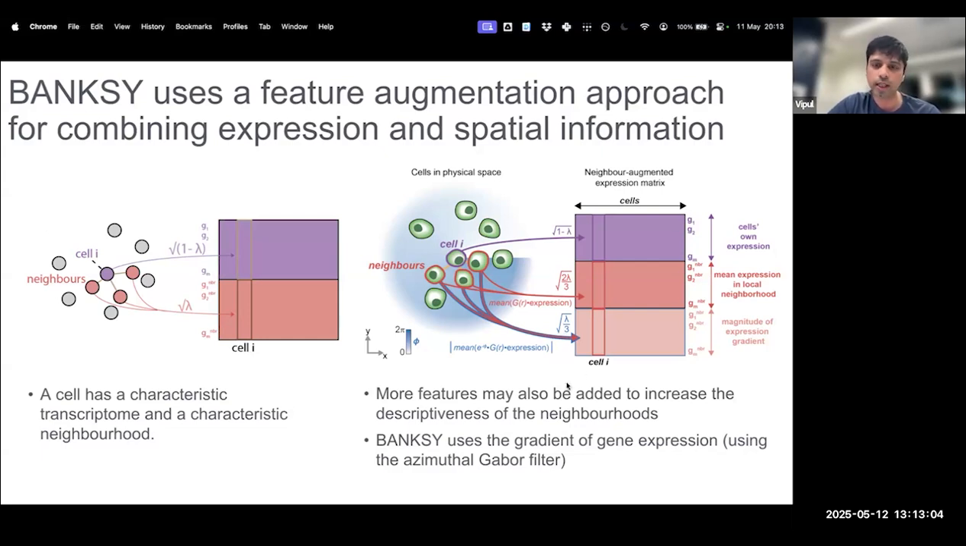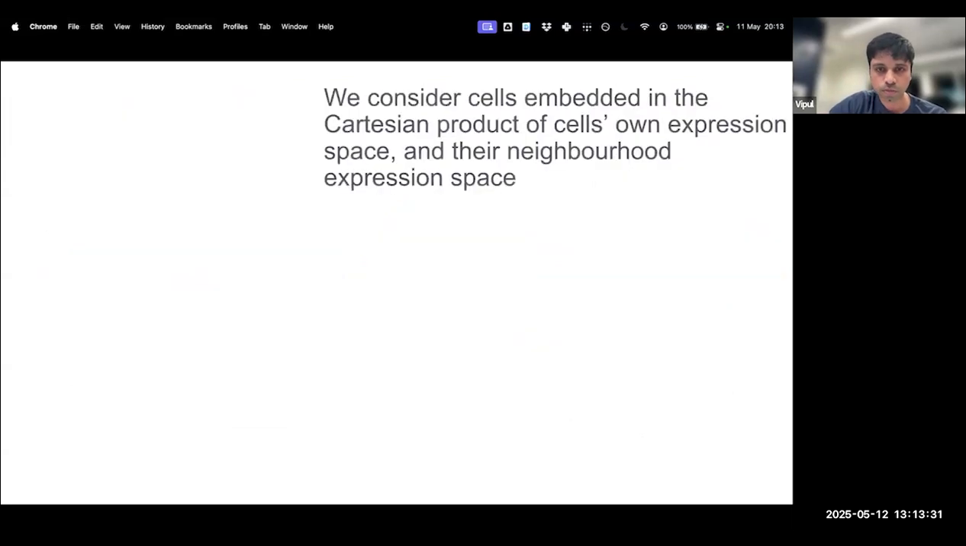And just a word on capturing gradients. We developed this version of the Gabor filter, which we call the azimuthal Gabor filter. Essentially, instead of a planar wave modulation envelope that you would find in regular Gabor filters in image processing, the wave modulation happens in an azimuthal radial direction in polar coordinates. So it's just a nice way to capture the gradients in gene expression around cells.